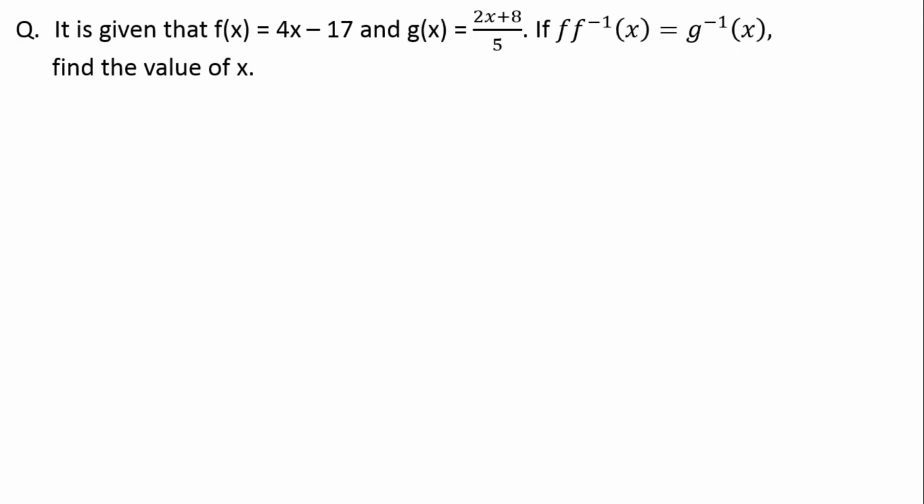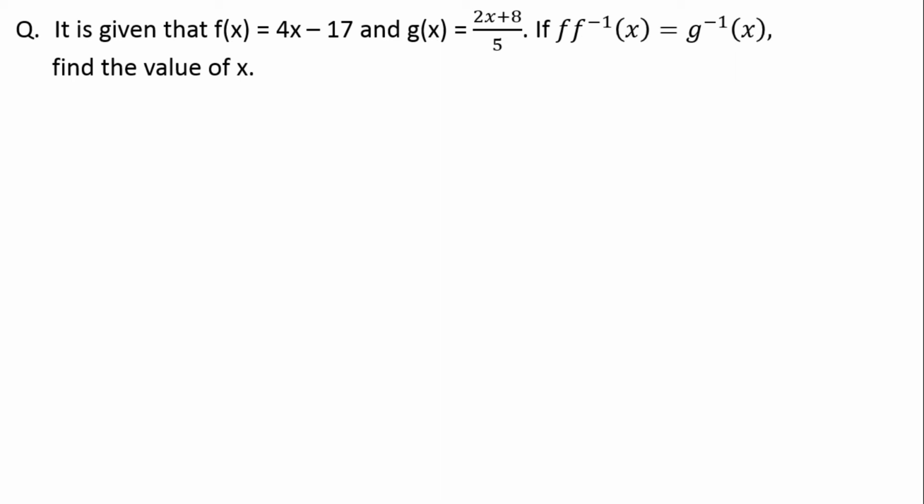Okay, let's see another question. This question we can find in the math book, optional book. You can look at the book as well. It is given that f(x) is equal to 4x - 17 and g(x) is equal to (2x + 8)/5. If f inverse of x is equal to g inverse of x, find the value of x. If you see the question, we are given two functions, f(x) and g(x), and after that the equation is given where f inverse of x is equal to g inverse of x. So we have to find f inverse and g inverse first.